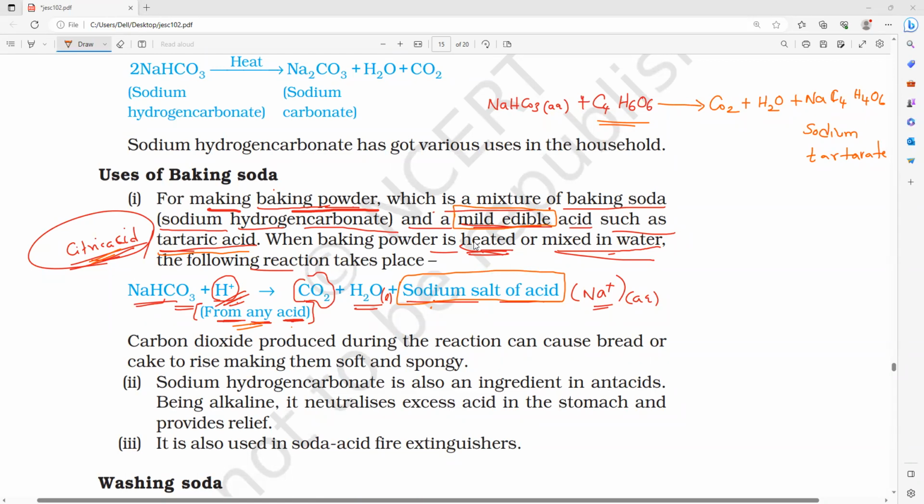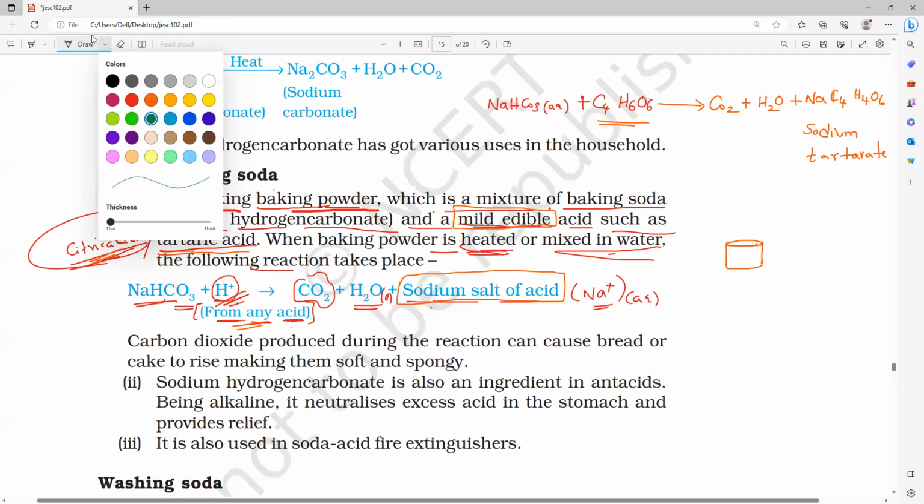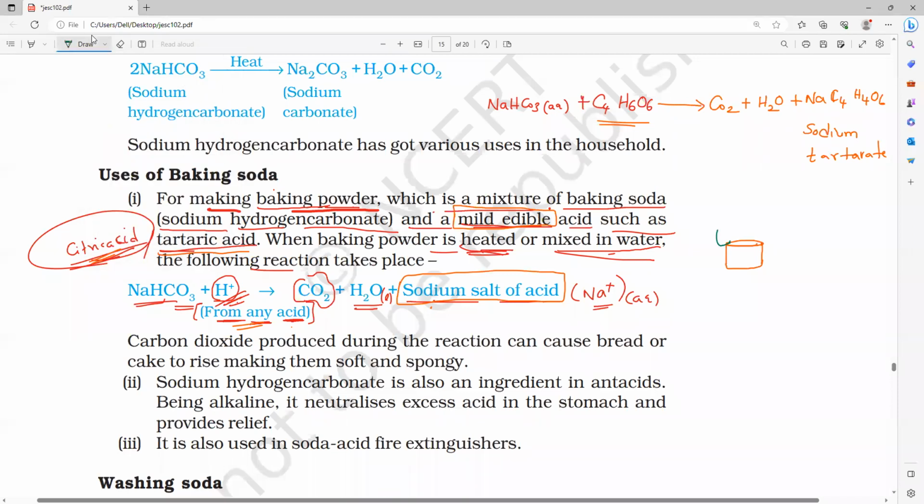So, sir, why should we use only baking powder for the making of cakes and all? How many of you know cupcakes? Do you all prefer to eat cupcakes? If this is the size of the cup, have you noticed the cake will be exposed to the outside? It will be coming outside almost.